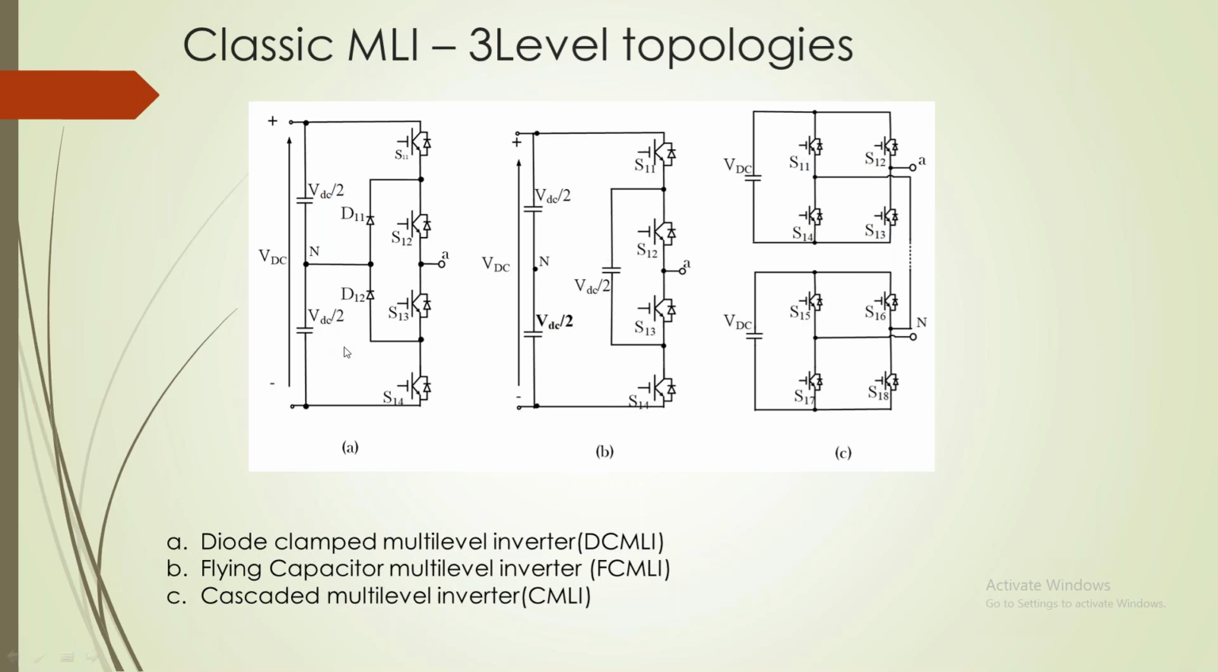So this is the difference, right? Generally, NPC and DCMI or DCMLI are the same. But for 3 level, we call DCMLI as NPC, right? For higher level, I cannot call it NPC, but I will call it DCMLI, diode clamp multilevel inverter.